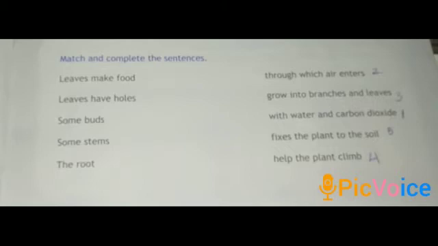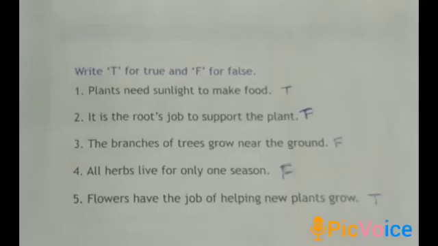Then next one, the root. What is the function of the root, children? It fixes the plant to the soil. Write T for true and F for false. First one, plants need sunlight to make food. Is it true, children? Yes, plants need water, carbon dioxide and sunlight to prepare their food. So it is true.